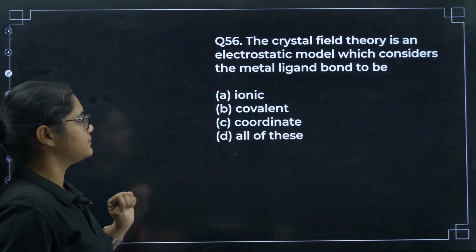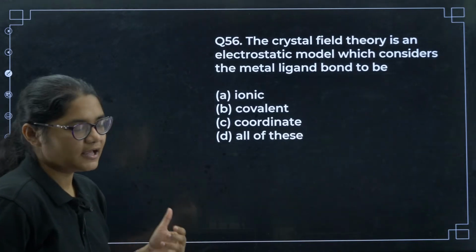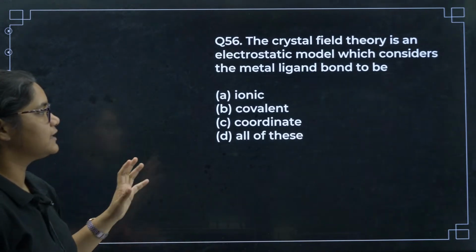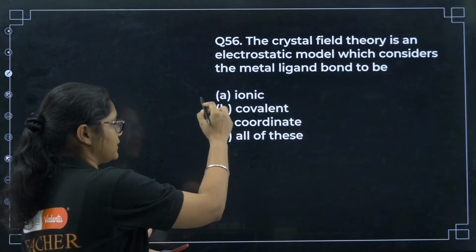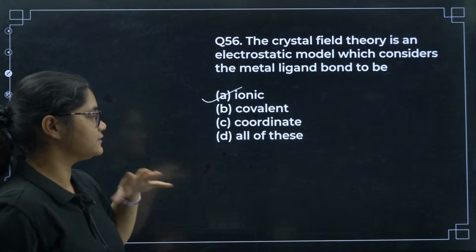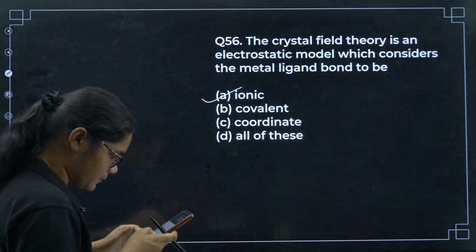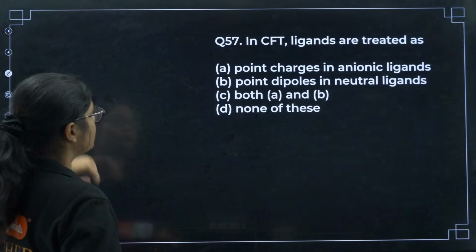We have discussed a similar question. Is it ionic, covalent, coordinate, or all of this? Crystal field theory considers that the metal-ligand bond is ionic, okay, because it is not. So the limitation of CFT is that it does not consider the covalent nature of metal-ligand bonding. Okay, next, we'll go to 57.